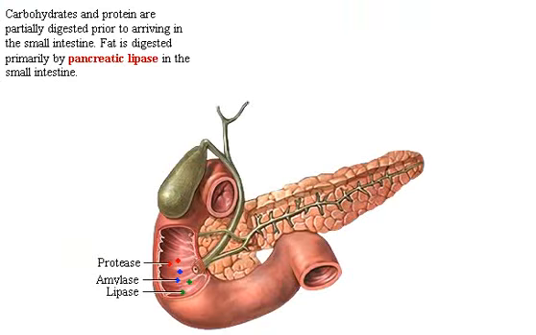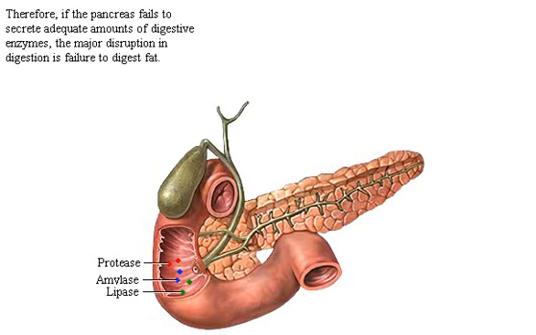Carbohydrates and protein are partially digested prior to arriving in the small intestine. Fat is digested primarily by pancreatic lipase in the small intestine. Therefore, if the pancreas fails to secrete adequate amounts of digestive enzymes, the major disruption in digestion is the failure to digest fat. Click Protection to continue.